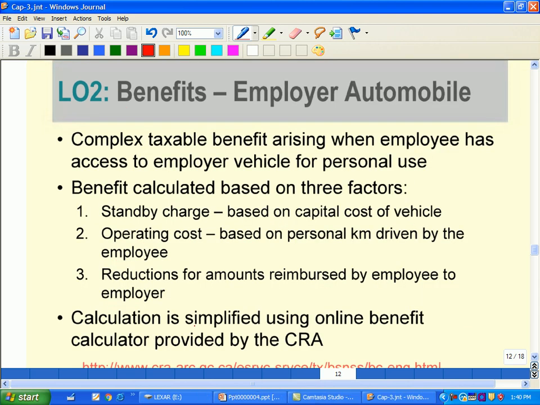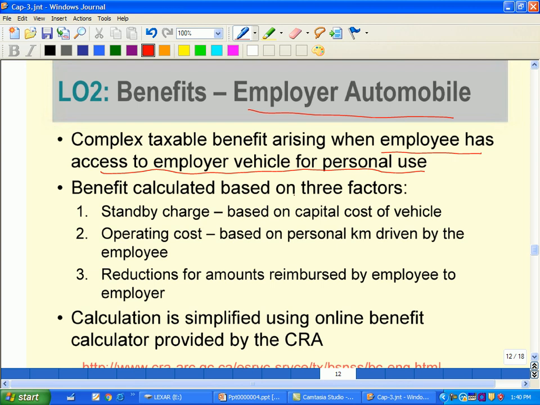All right. Now, in terms of benefits, the employer's automobile. Okay. So, the employer has provided you an automobile, okay, a car. It is a complex taxable benefit arising when an employee has access to the employer's vehicle for personal use. You know, sometimes people take that car home or they use that car for their own purposes. There are different rulings on that, but as the situation arises, you will see, and then clarification can be sought from the CRA to define those kinds of things.